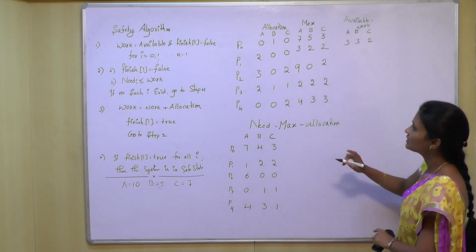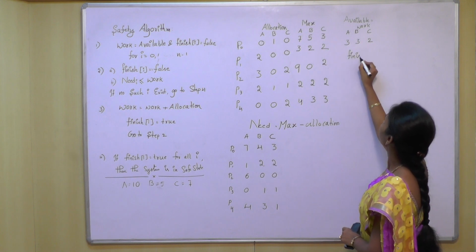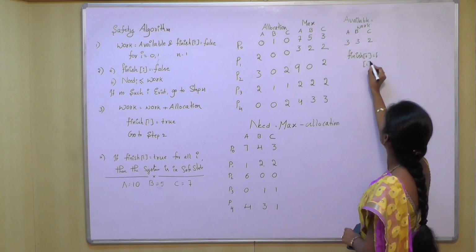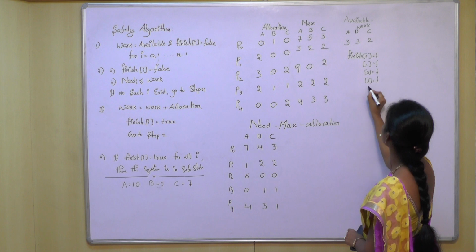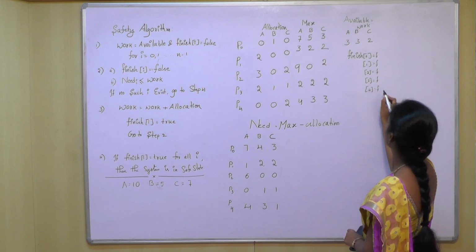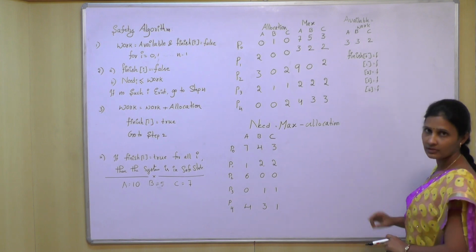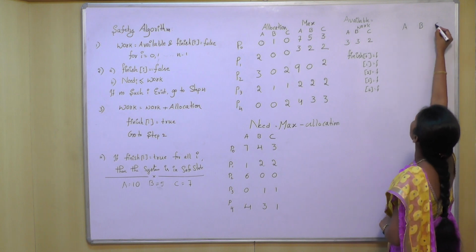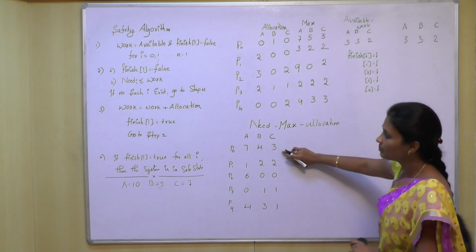Now, first we have to initialize finish of 0 false, finish of 1 false, finish of 2 false, finish of 3 false, finish of 4 false. First we initialize that finish of each process is false. Now see that the available resources are 3, 3, 2. First we have to start with process P0.